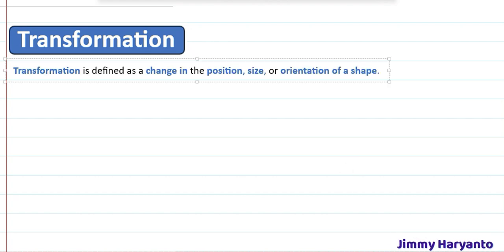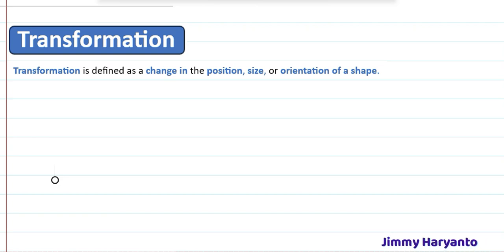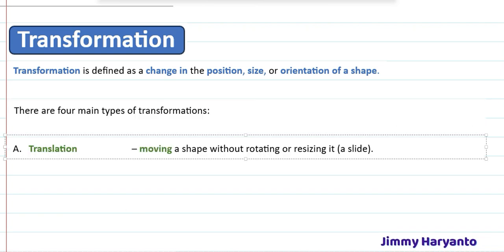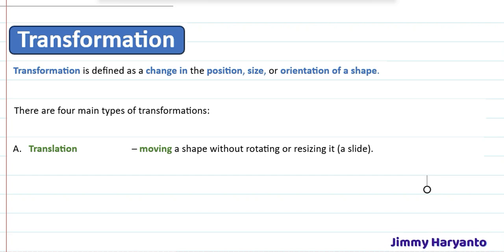Hello guys, today we are gonna learn about transformation. The definition of transformation is a change in the position, size, or orientation of a shape. There are four main types of transformations. The first is translation. Translation means moving a shape without rotating or resizing it. We can say it as a shift or a slide.